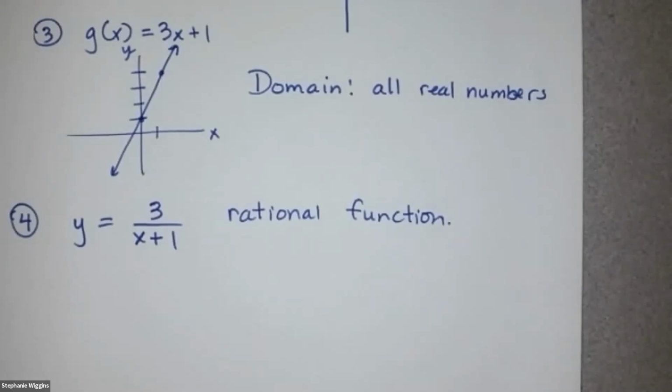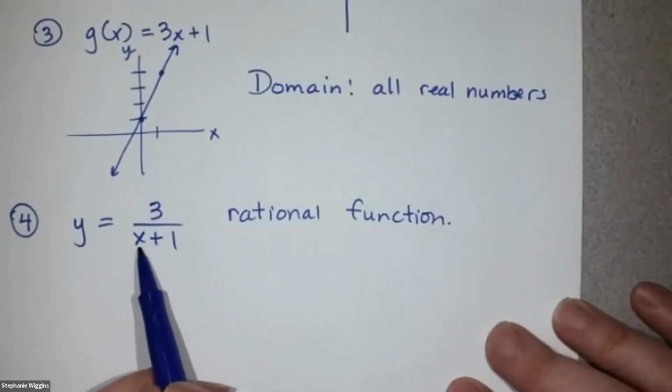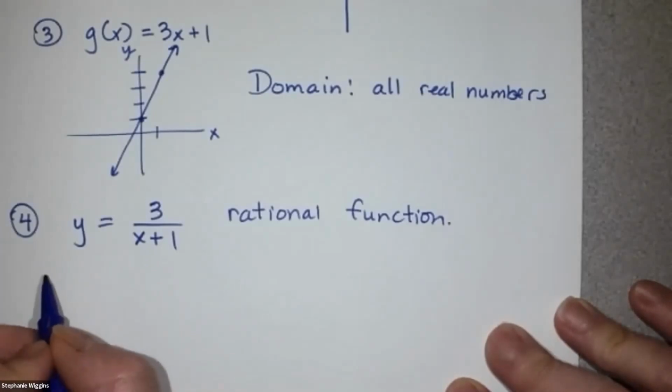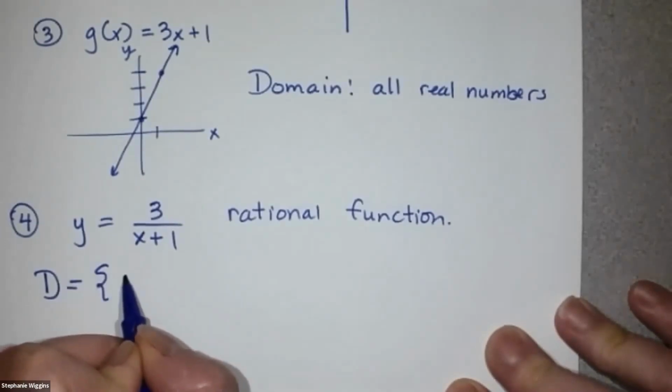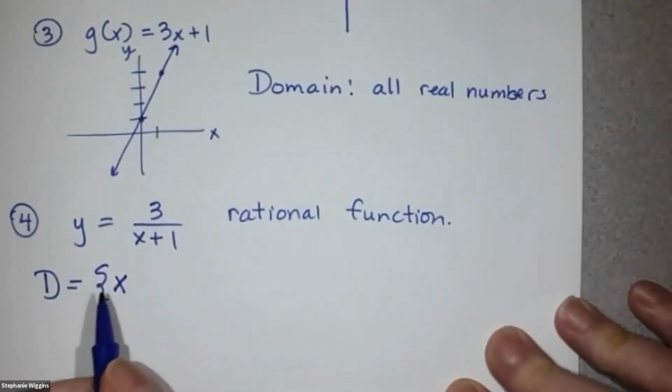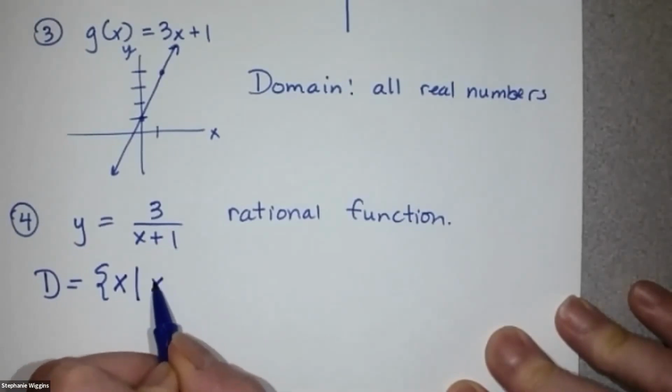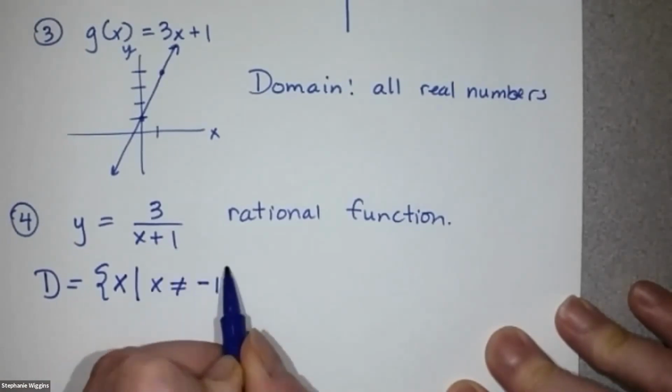So we have to restrict the domain here for this function. It's not all real numbers. We have to exclude what number? Anybody? -1. We have to exclude -1 because if I substitute -1 in for x, I'm going to be dividing by 0. Can't do that. So now my domain is going to be expressed in this way. In set builder notation, it's the set of all x such that x is not equal to -1.